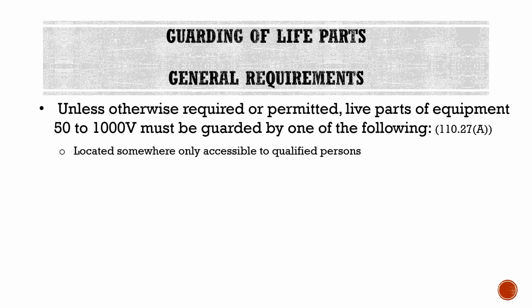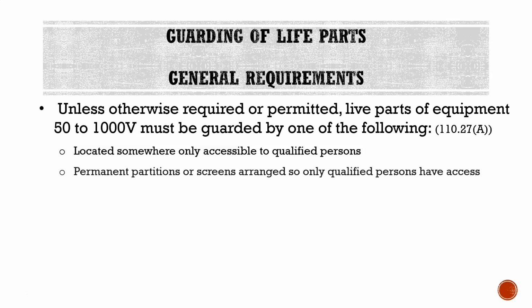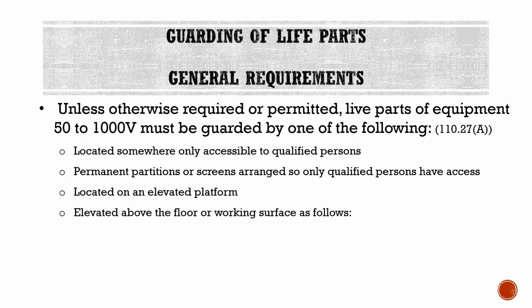Must be located somewhere only accessible to qualified persons, with permanent partitions or screens arranged so only qualified persons have access, or located on an elevated platform, elevated above the floor or working space as follows: 8 feet for 50 to 300 volts, 8 feet 6 inches for 301 to 600 volts, 8 feet 7 inches for equipment 601 to 1,000 volts.